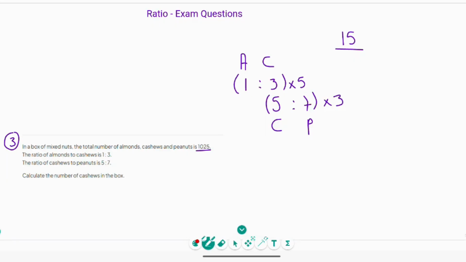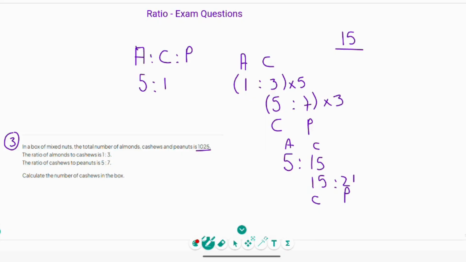So 1 times 5 is 5. 3 times 5 is 15. Almonds, cashews. 5 times 3 is 15. 7 times 3 is 21. So now we have the ratio almonds to cashews to peanuts, 5, 15, 21. I'm not going to draw boxes here, but if we did draw boxes, how many would you have? 5 add 15 add 21 gives us a total of 41 parts, or 41 boxes.